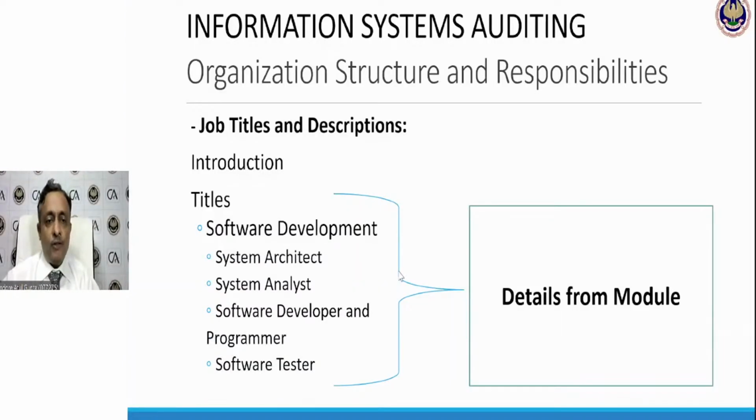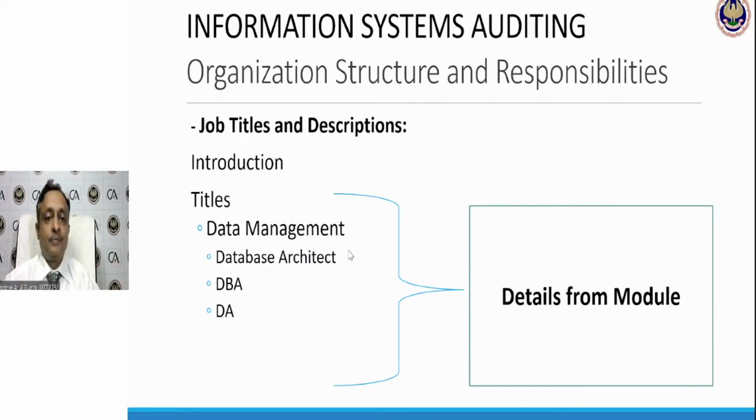Then software development, you have system architect, system analyst, developers, programmers, software testers. So this is system development control. This is program development control. We talked about in the previous topic. Data management: database architect, DBA and DA. So their definitions, their job responsibility, that you have to just keep a tag of them.